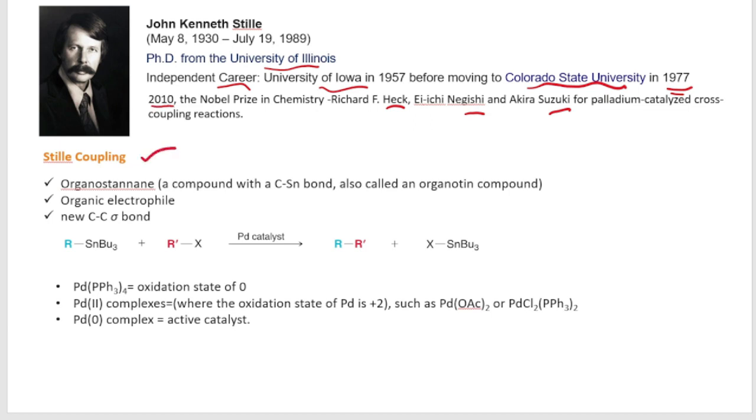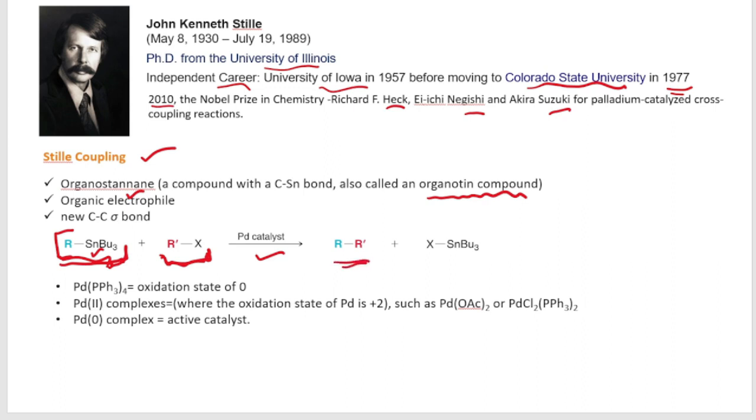So, what is the Stille coupling reaction? In the Stille reaction, there is one organostannane compound, in which the organic part is attached to tin. So this is also known as an organotin compound. The other part is an organic electrophile, which is generally an organohalide. When your organotin compound reacts with an organohalide compound in the presence of a palladium catalyst, this will give you a new carbon-carbon sigma bond.